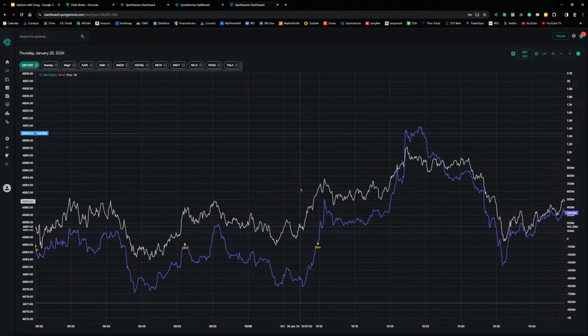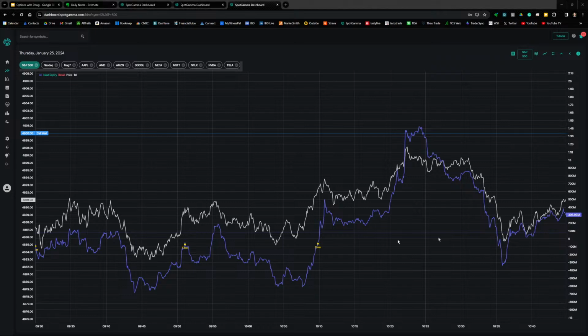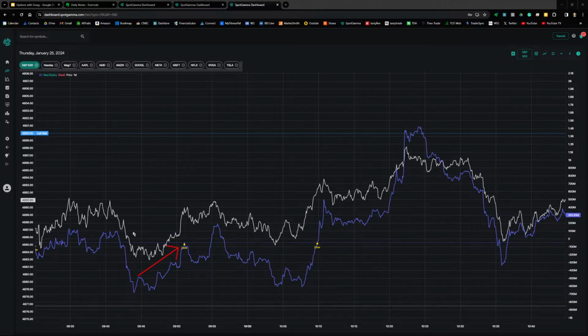And the first setup I want to take a look at is a long. Right here is the signal shifted higher. So traders started to take positive delta positions. We'll take a look at this setup in Bookmap in just a minute. So that's the first signal.